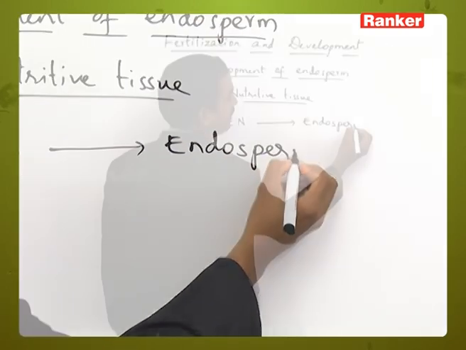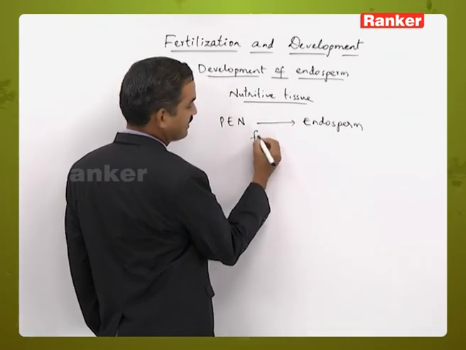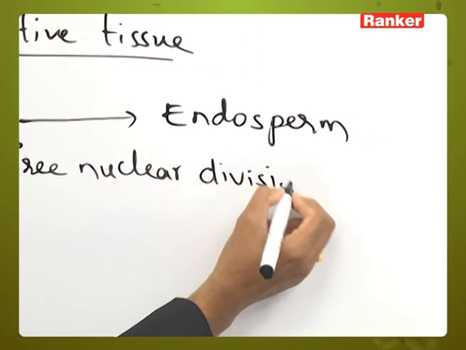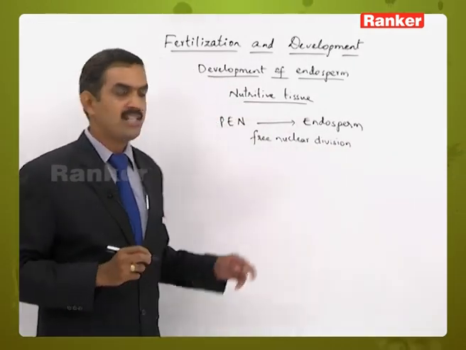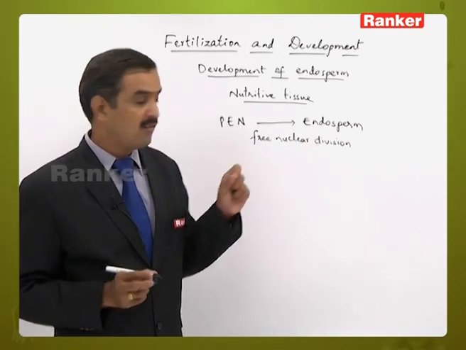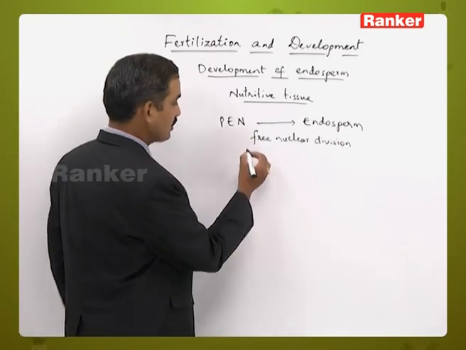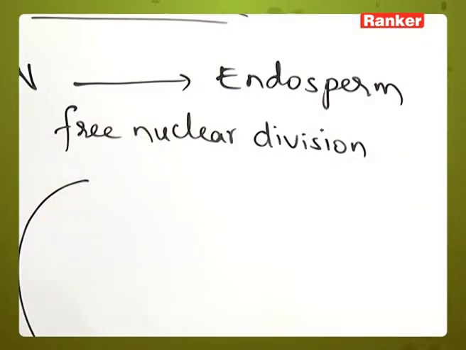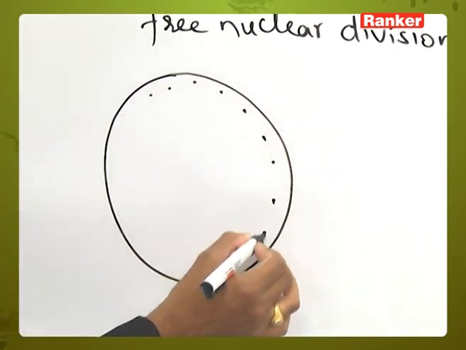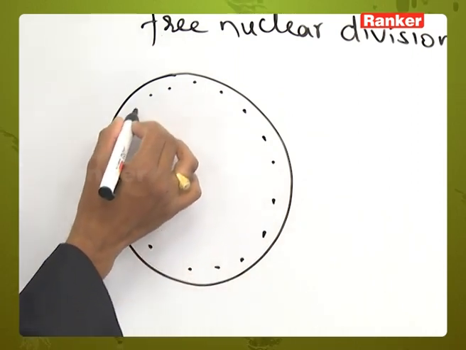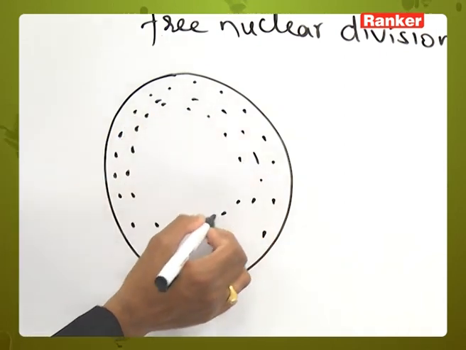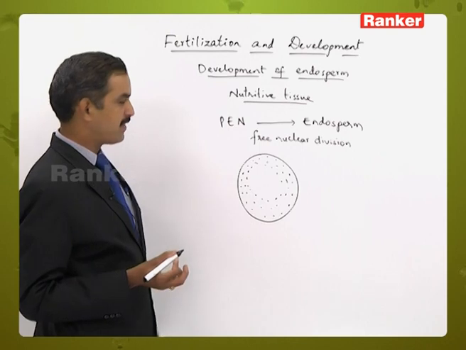In this process, the primary endosperm nucleus will first undergo free nuclear divisions. Free nuclear division means only the nucleus will divide while the cell does not divide. So, that cell remains only one, whereas the number of nuclei increases. Consider this is a primary endosperm cell. Inside it the number of nuclei will increase without increasing the number of cells, like this, and we call this a free nuclear division.